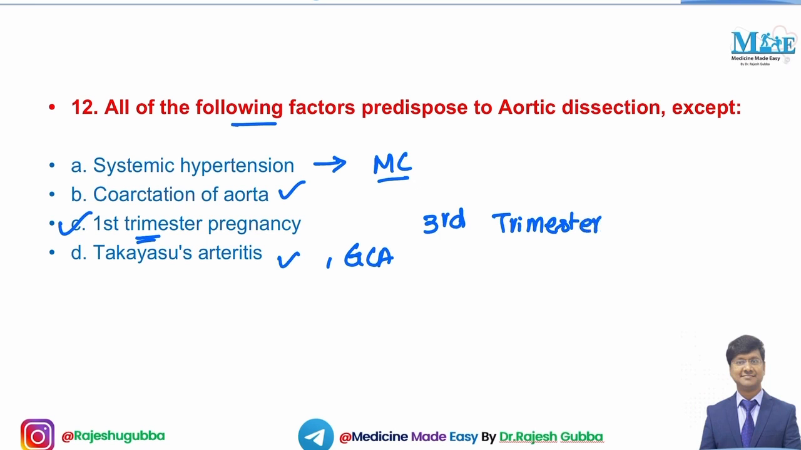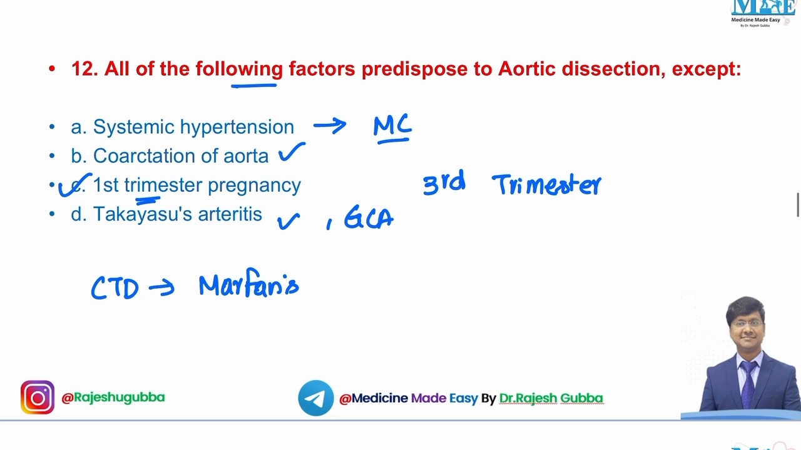Other connective tissue disorders that can predispose to aortic dissection include Marfan's, followed by Ehlers-Danlos syndrome, and then osteogenesis imperfecta. So these are the conditions where you have the presence of aortic dissection.